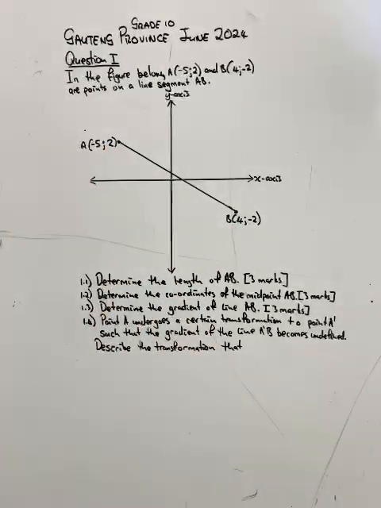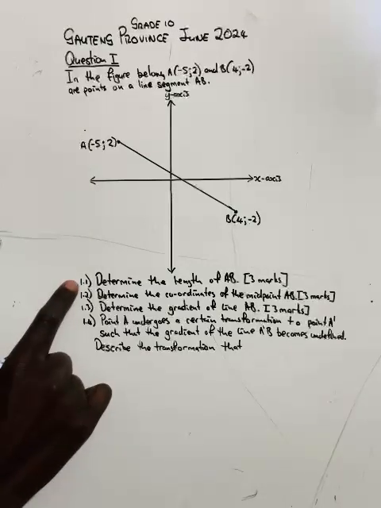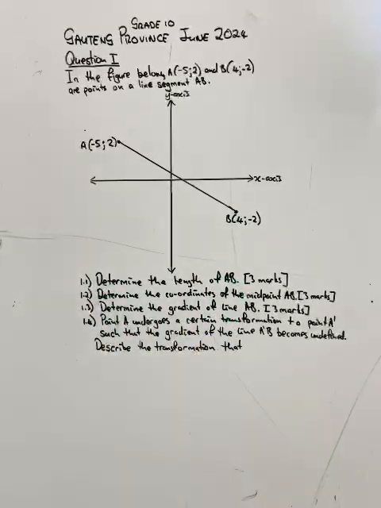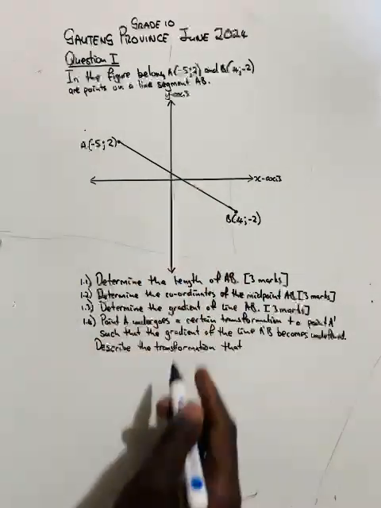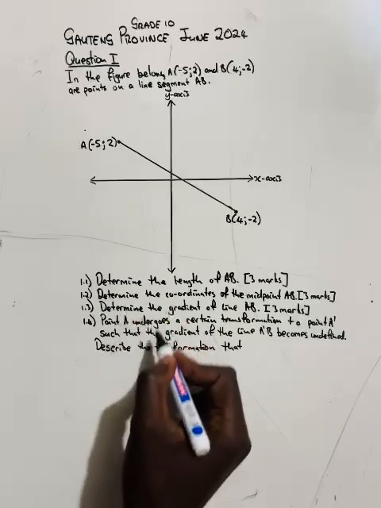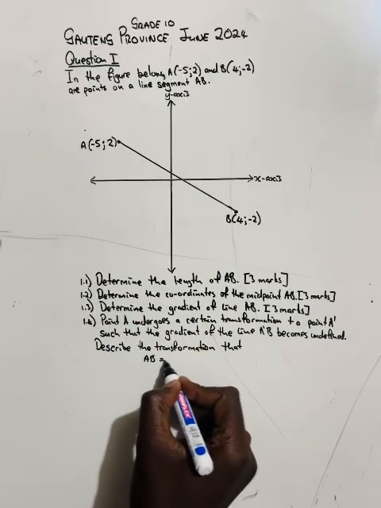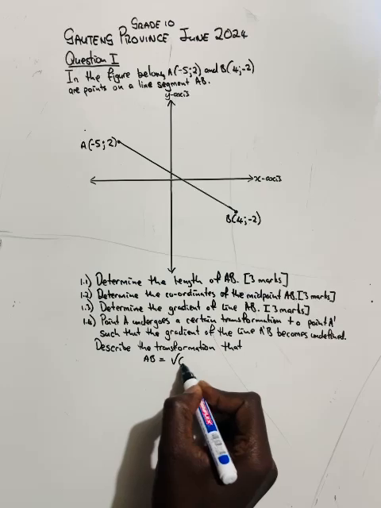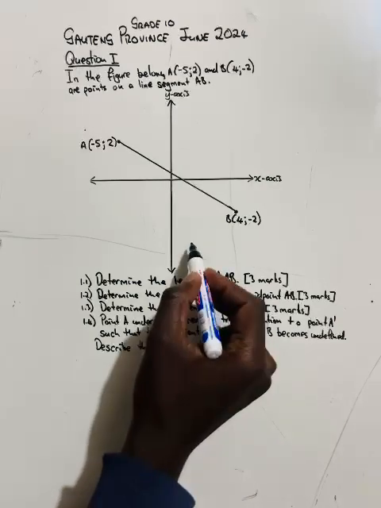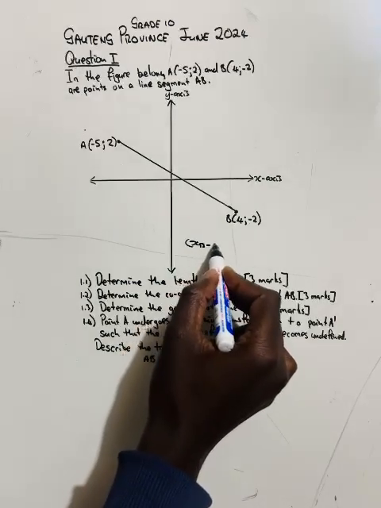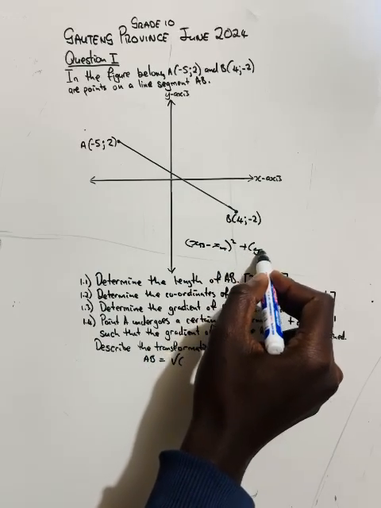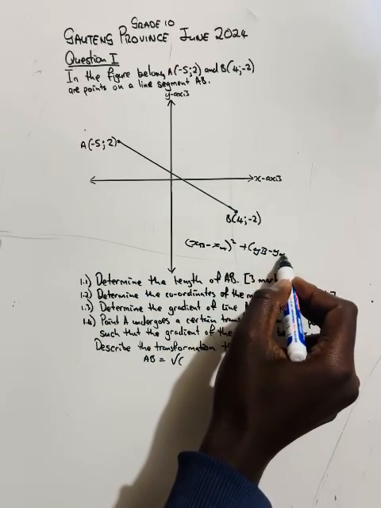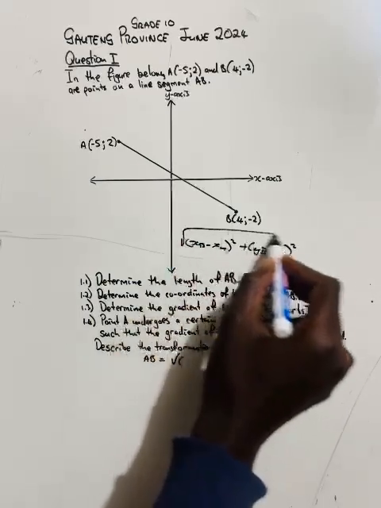And then what are we told? We are now told these questions. 1.1, determine the length of AB. When we want to determine the length of AB, we're going to use the distance formula, whereby AB is equal to the square root of open bracket XB minus XA close bracket squared plus open bracket YB minus YA close bracket squared. There will be a square root here.